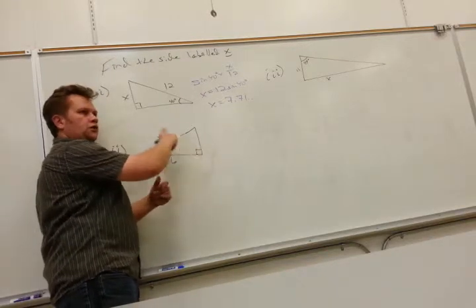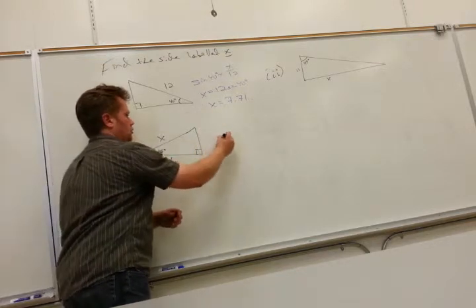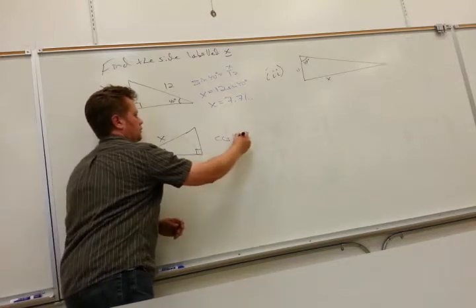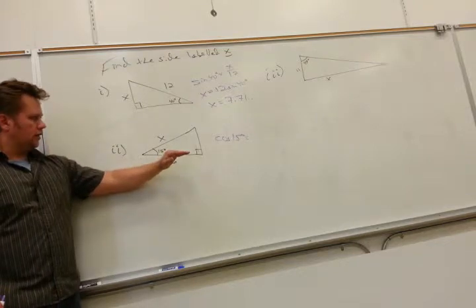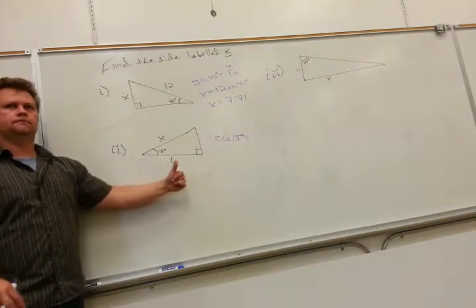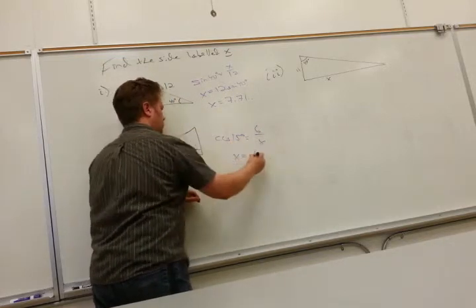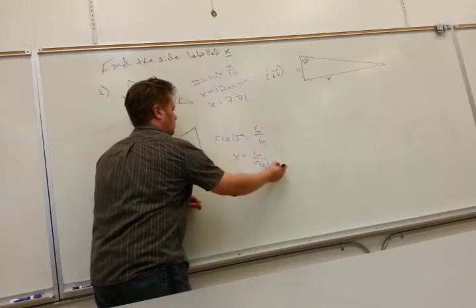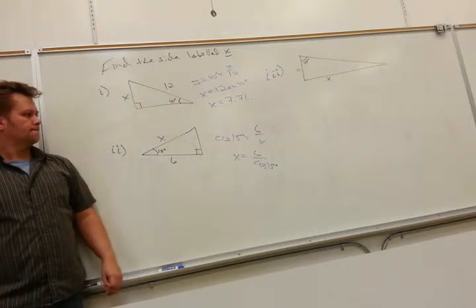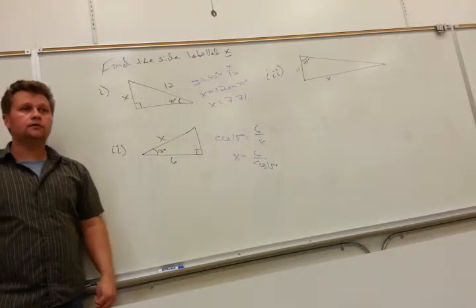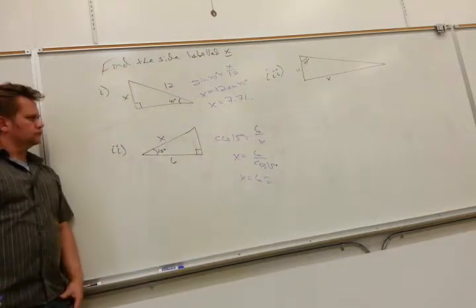Now here, of course, what do you want to use here? Which trig? Cosine, because you got the x piece and the hypotenuse. So cosine of the angle and the base. It's always the angle and the base to make that kind of work. It is going to be 6 over x. So then x equals 6 over cosine 15, and that comes out to 6.21.